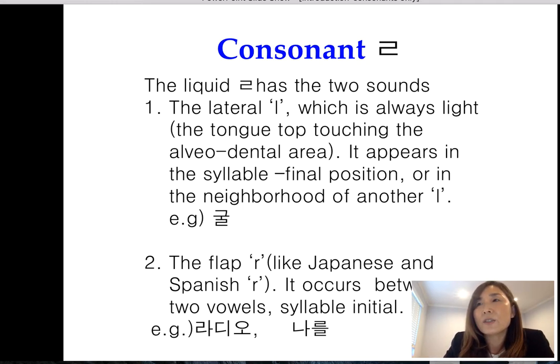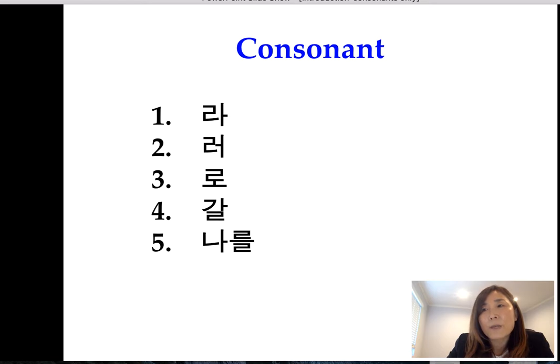Consonant L. L has two sounds. The first is the letter L sound, which is always light, with the tongue tip touching the alveolar dental area. It appears in the syllable final position or in the neighborhood of another L sound, as in kul. Number two, the flap R, like the Japanese and Spanish R. It occurs between two vowels in syllable initial position, as in radio, narul. Please repeat after me. Number one, ra. Number two, ro. Number three, ro. Number four, kal. Number five, narul.